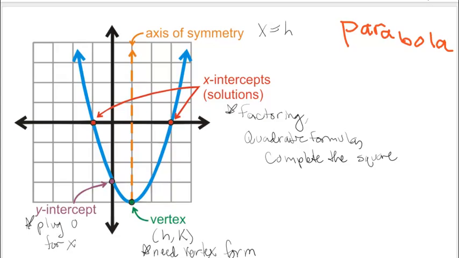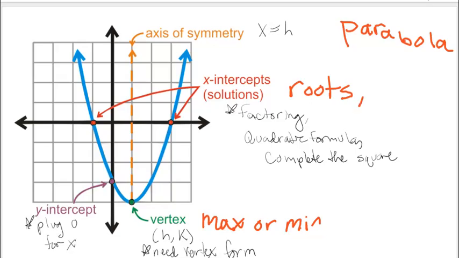You have your x-intercepts here, which are also known as, these have a lot of different names, solutions, x-intercepts, roots, and you have your vertex, which is your max or min, depending on which way it's facing. And then you have your y-intercept, which is where we are touching the y-axis.